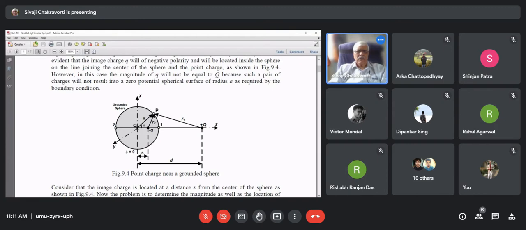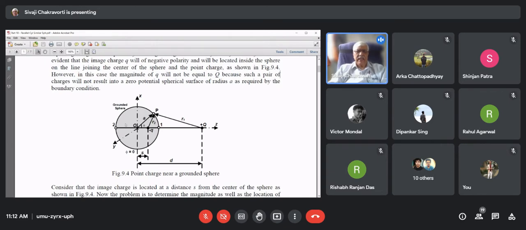So now the question is, what I am trying to do is that a point charge plus q will always have an image with respect to the ground plane. But here, our ground plane is not the earth plane, but it's a grounded sphere. Can I have an image of plus q with respect to this grounded sphere?